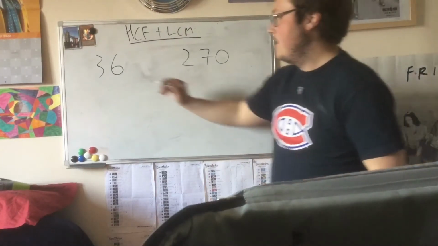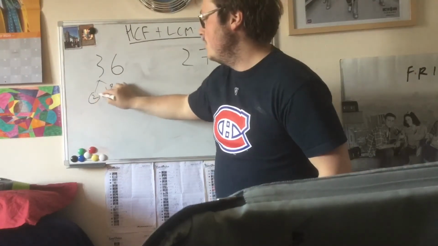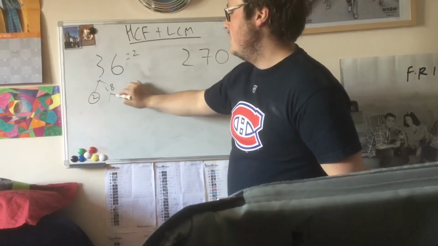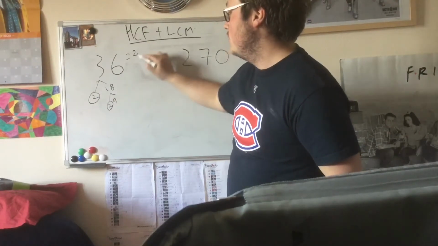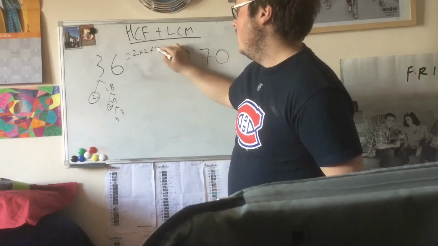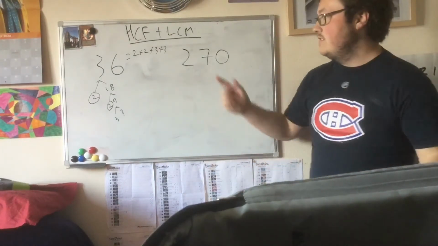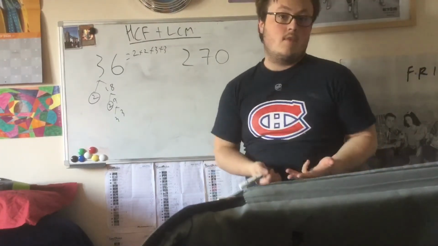So let's do it. So 36, we're going to split into 2 and 18. The 2 is a prime number. Split the 18 into 2 and 9. The 2 is also a prime number. And then split the 9 into 3 and 3. So put that there. Those are the prime factors of 36: 2 times 2 times 3 times 3.